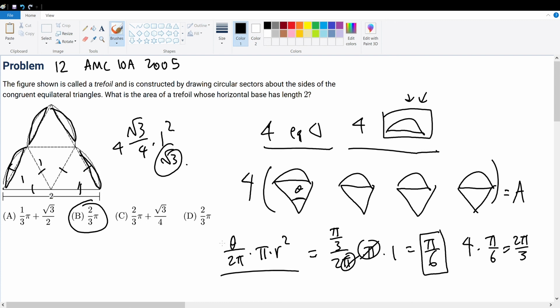So we see here why this is the most optimal solution, to think outside the box and to utilize the information you're given to construct something that you're familiar with. But nonetheless, the answer is B.